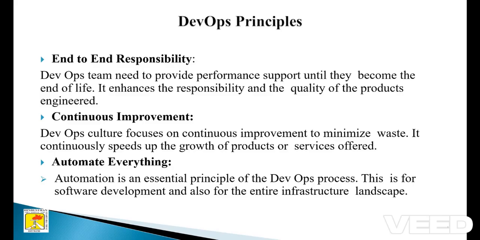Next is continuous improvement. In this, DevOps culture focuses on continuous improvement to minimize waste. It continuously speeds up the growth of the products or services that are currently offered. Next is automated reporting. This is an essential principle of the DevOps process, for software development and also for the entire infrastructure at scale.